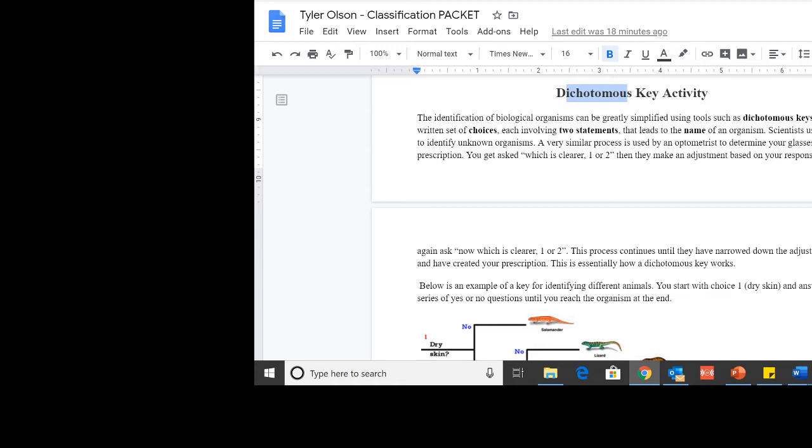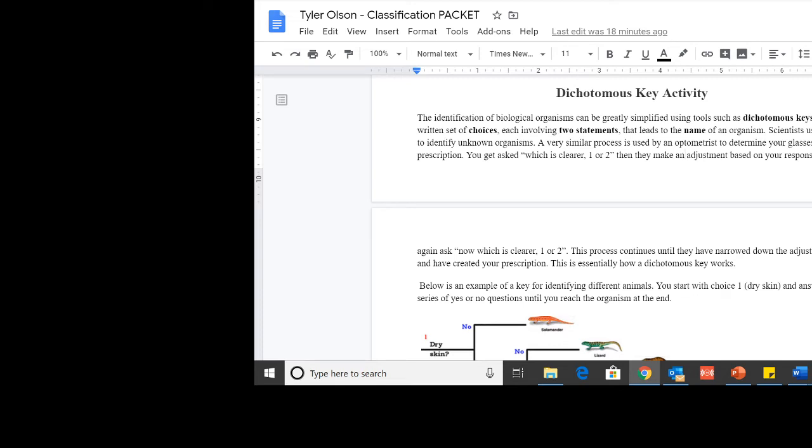We use these a lot in the field to identify unknown things. Dichotomous keys are really handy. Your optometrist uses a similar process. You think about going to the eye doctor. They ask you which is clear, one or two, and then they make an adjustment. And they ask you again, which is clearer, one or two, right?